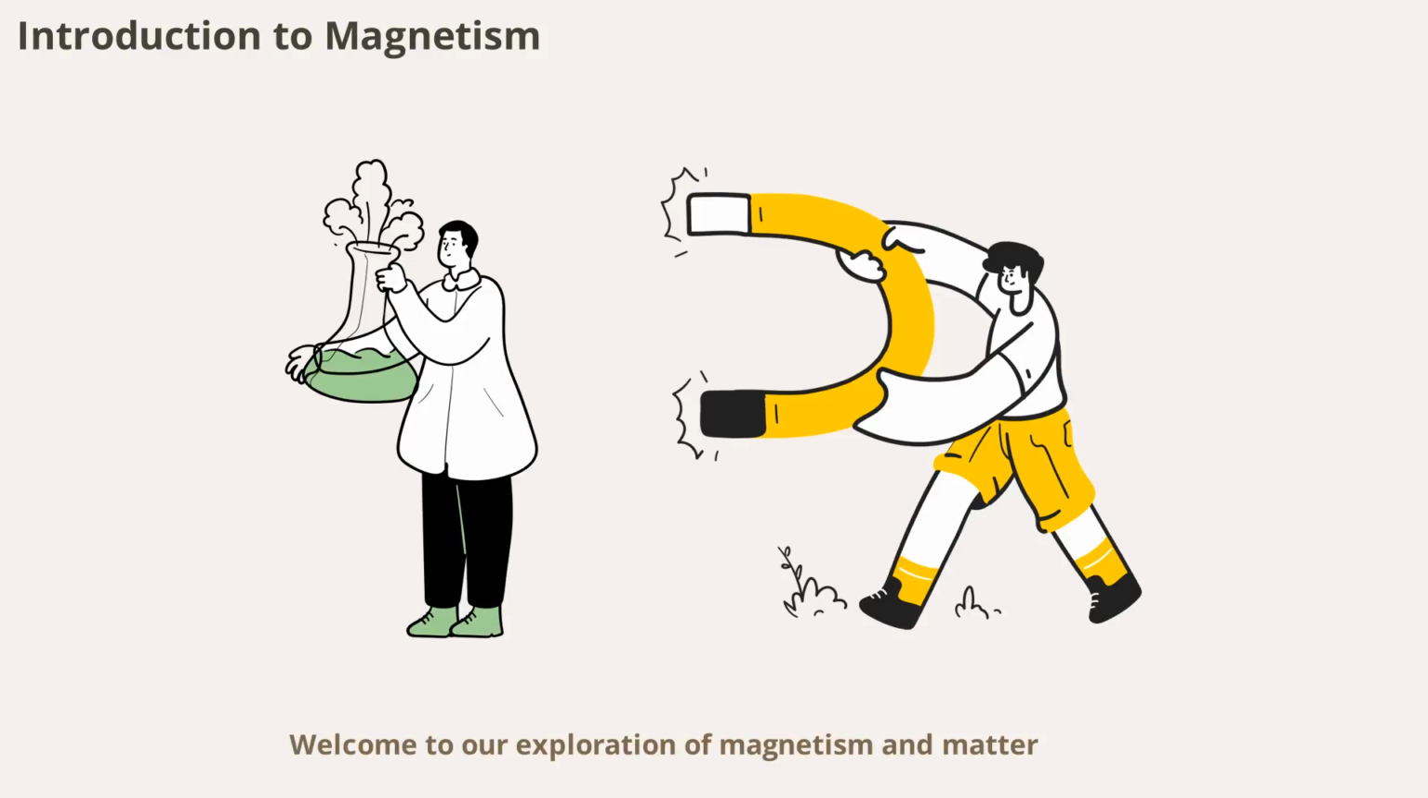Welcome to our exploration of magnetism and matter. Magnetism is a fundamental force of nature, influencing everything from the compass in your hand to the data stored in your computer. In this chapter, we'll unravel the mysteries behind magnetic fields, the behavior of materials in magnetic environments, and the real-world applications that make magnetism so essential.